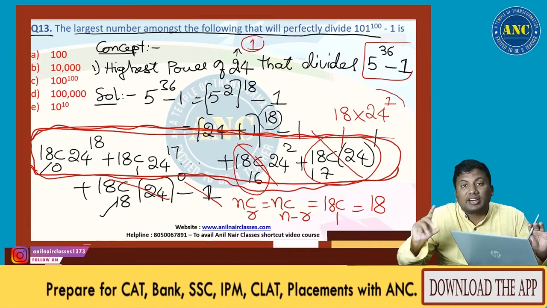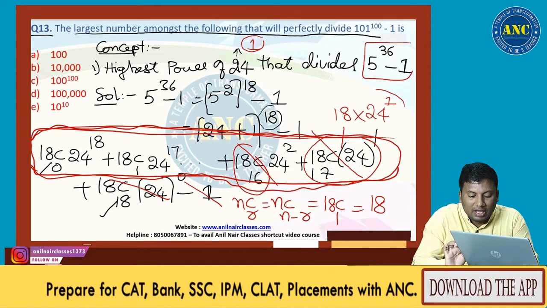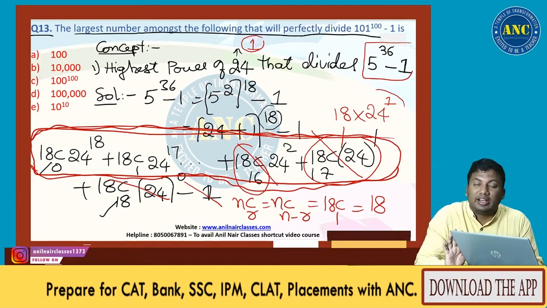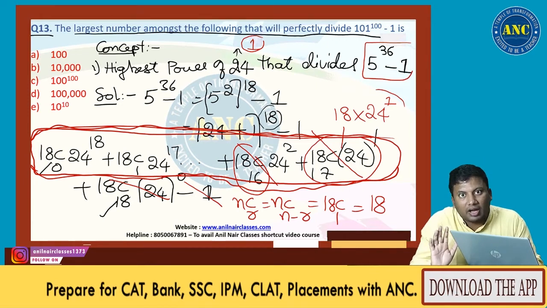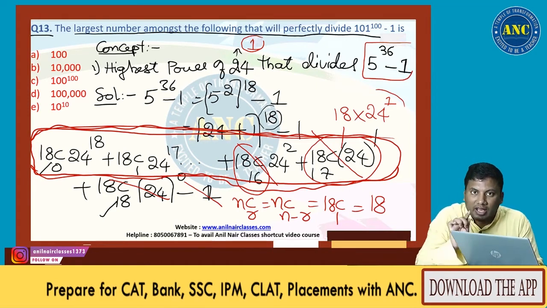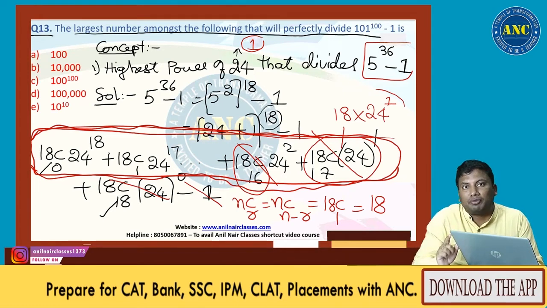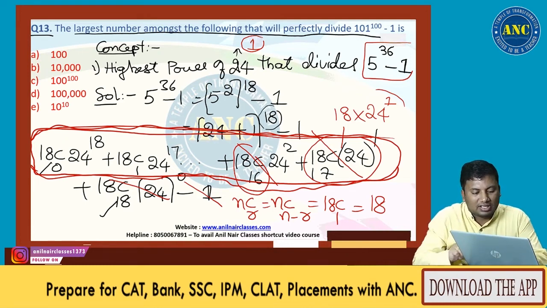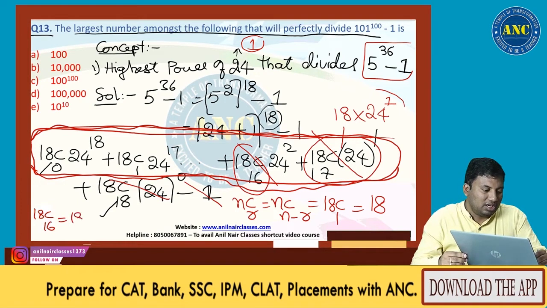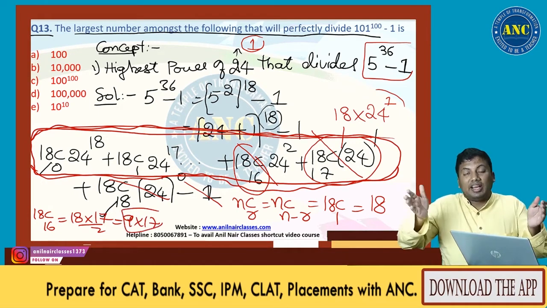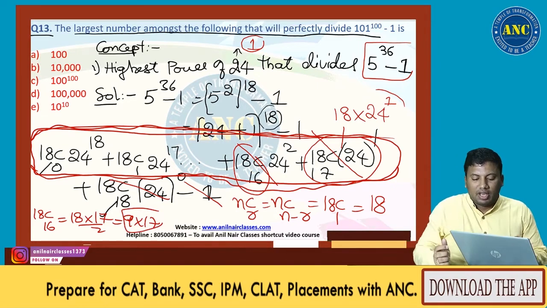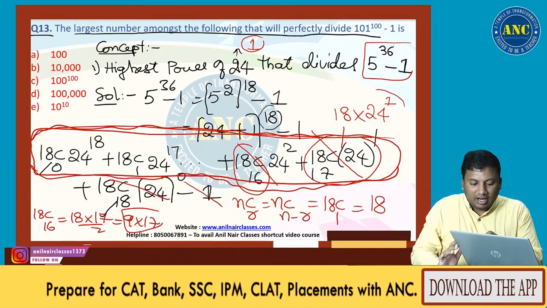I want the entire sequence to be divisible by 24. 18C17 is 18 into 24. 18 does not have 24, so 24 power 1. Is 24 square divisible by 24 power 1? Yes. Is 24 power 3 divisible by 24 power 1? Yes. You can also check, for example, 18C16 is 18C2, which is 9 into 17, not divisible by 24. The entire series is divisible by 24, so the right answer is 1.